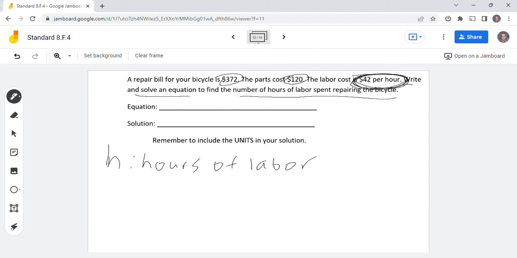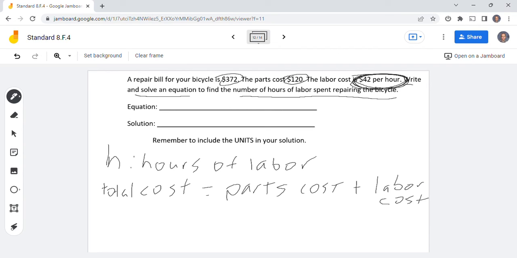So if I was to write this out in a sentence, I would say that the total cost would equal the parts cost plus the labor cost. And we know the total cost, it was $372.